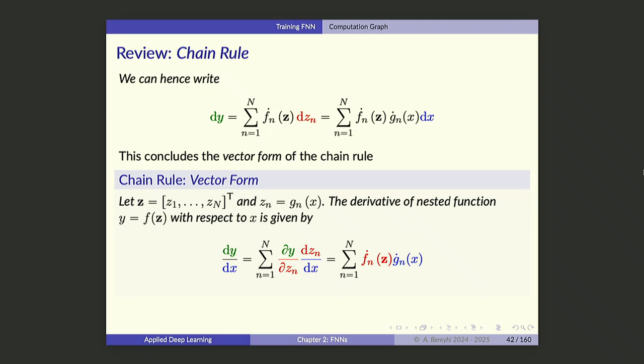And then you sum them up. So the partial derivative of y with respect to zn, where zn is one of those intermediate variables inside this function, since y is a function of z1 to zn. You compute all of the partial derivatives, and every single one gets multiplied with the corresponding derivative of that z with respect to the x that you are looking for. Everybody clear? So this is the vectorized form.